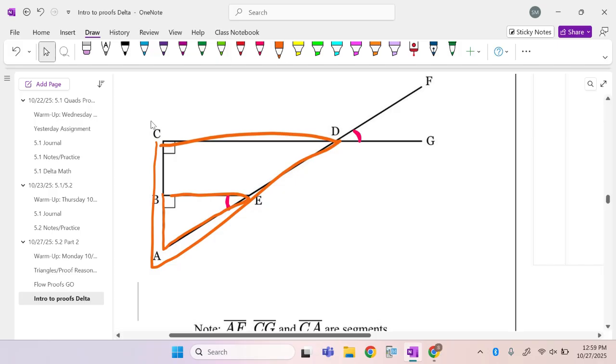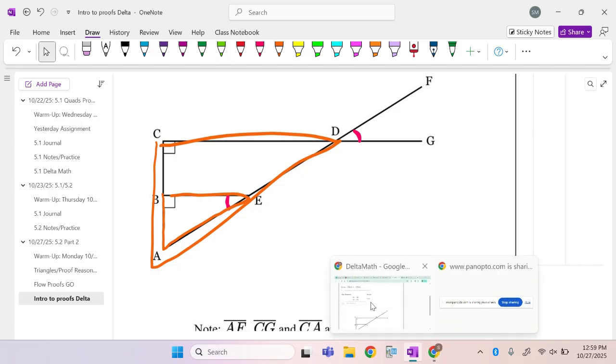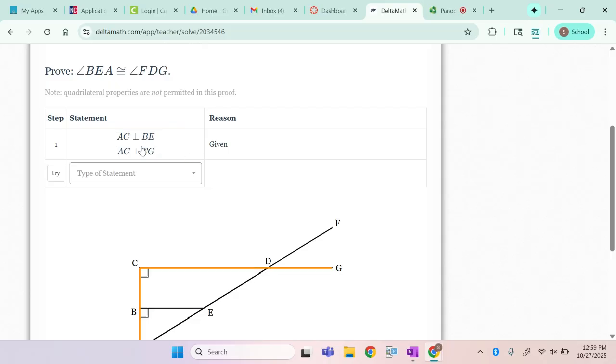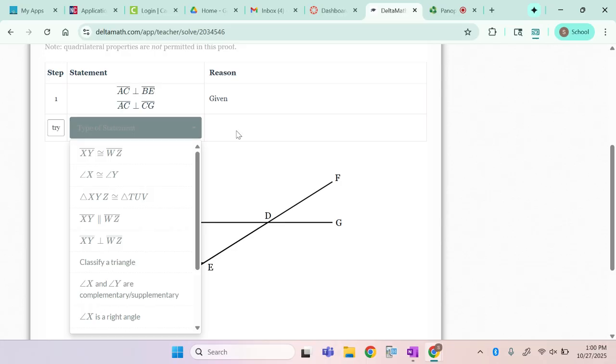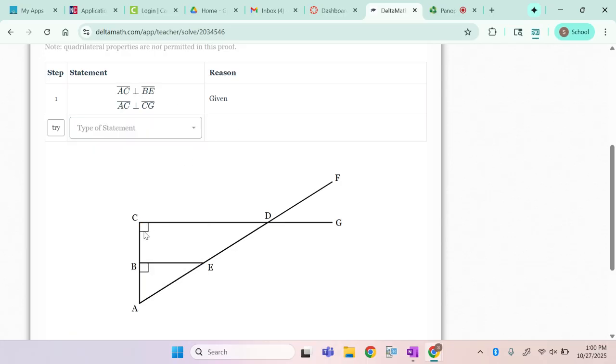First things first, we already got our givens, which is AC is perpendicular to BE and AC is congruent to CG. Now, what can we say about perpendicular? What does that mean for those angles? If they're perpendicular, what does that mean about these two angles right here? They're what? So ACD, what type of angle is this? Oh, it's a right angle.